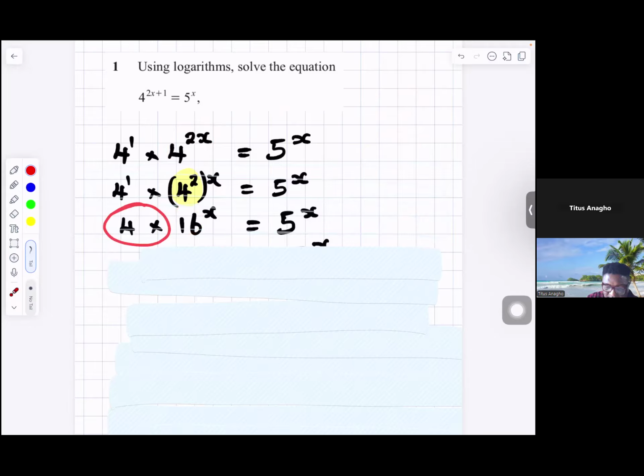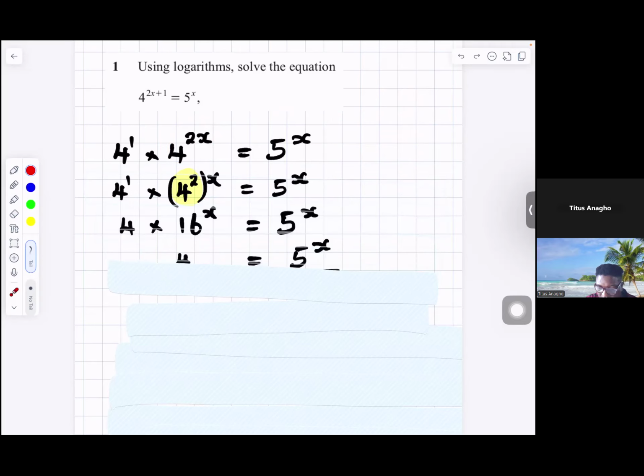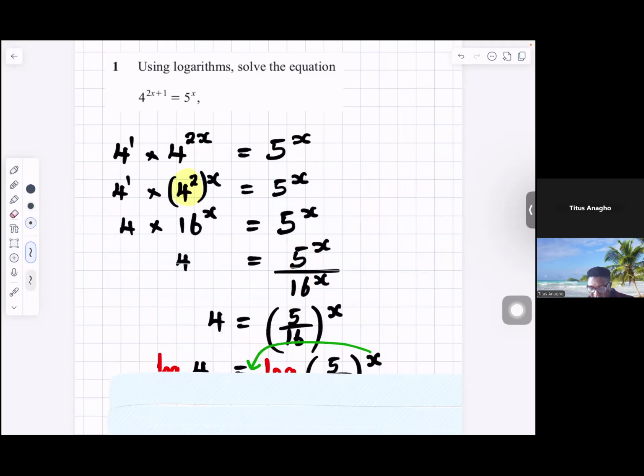Now we have 4 times 16 to the x, so we can take 16 to the x to the right-hand side. If you divide both sides by 16 to the power x, you have 5 to the power x over 16 to the power x. The next thing we can do is put this together: 5 over 16, as one thing, and then put the x on top as the power. So we'll write it like that.